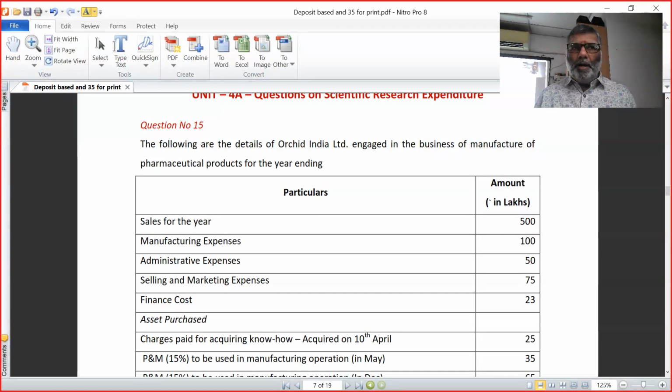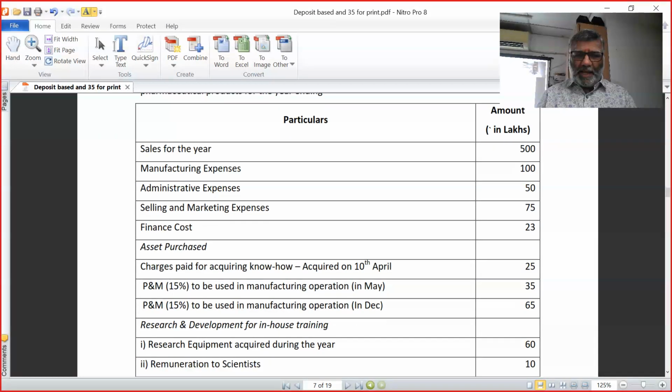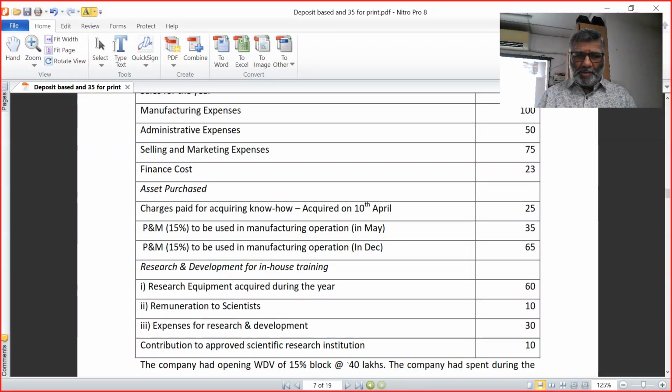I am looking into question number 15. The following are the details of Orchid India Limited engaged in the business of manufacture of pharmaceutical products. Sales, manufacturing expenses, administrative expenses, selling and marketing, finance expenses.